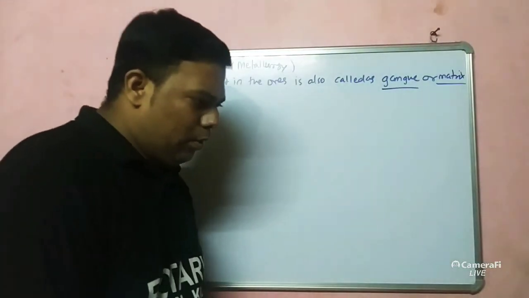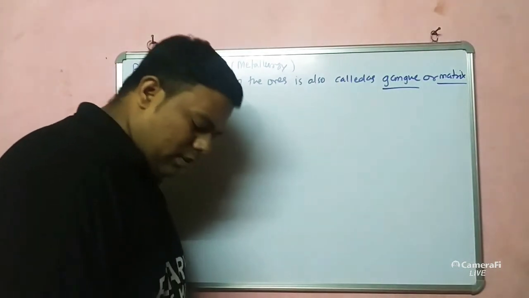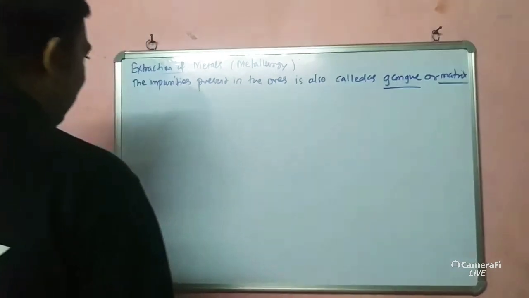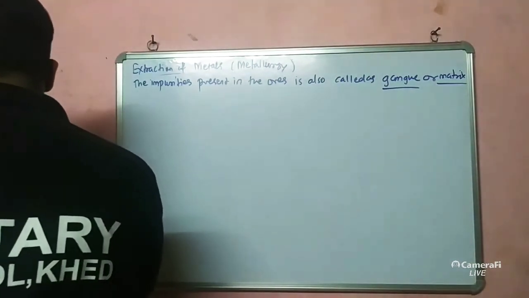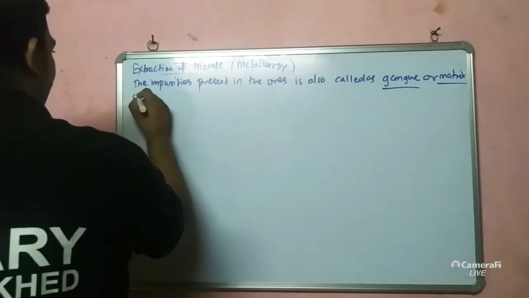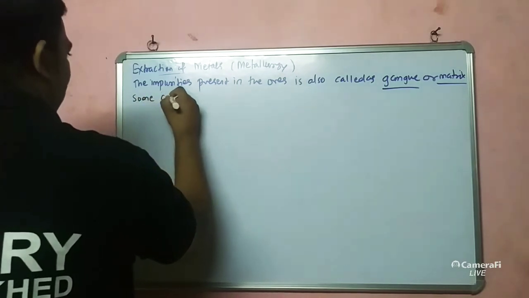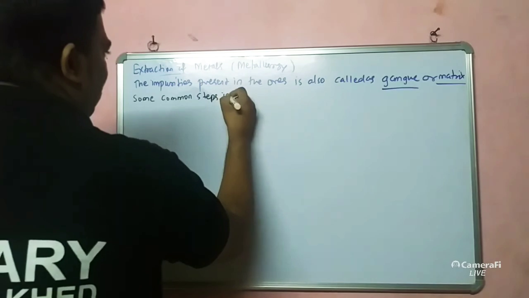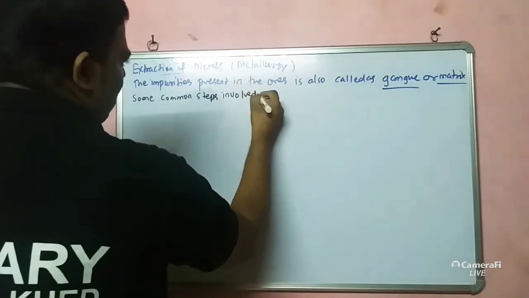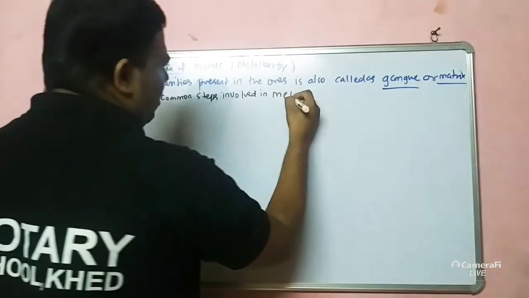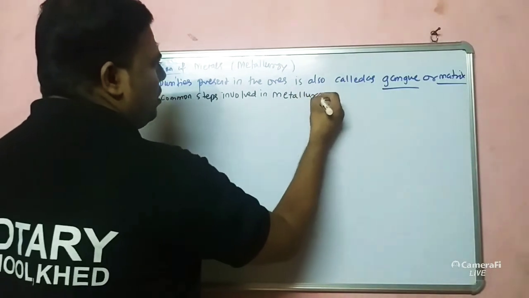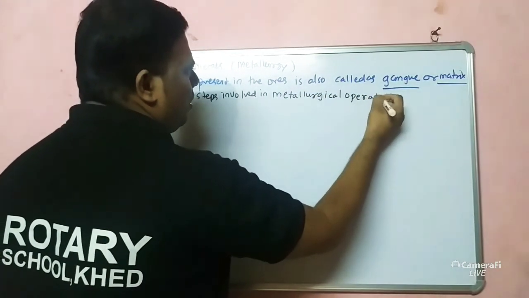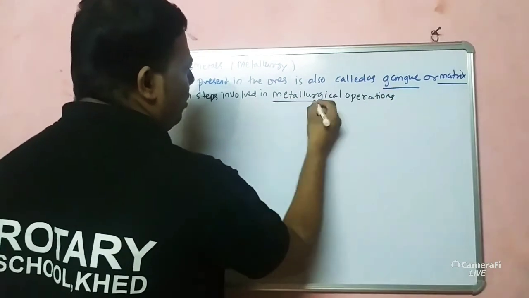Okay, so pay attention. Say some common steps involved in metallurgical operations. I hope you understood the handwriting also.